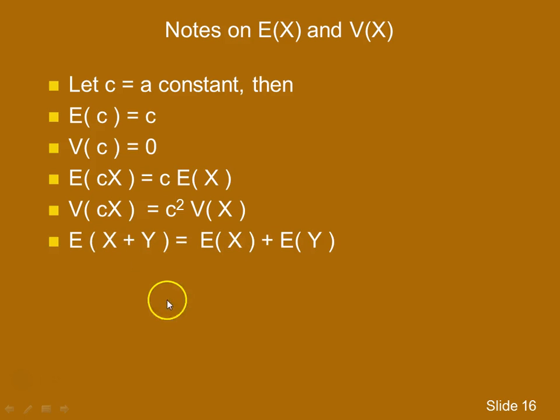And finally, one last rule of expectations and variances. The expected value of a sum of two variables is basically the sum of the expected values of the variables themselves. So if I define a new variable x plus y, the mean or expected value of that new variable x plus y is equal to E of x plus E of y.